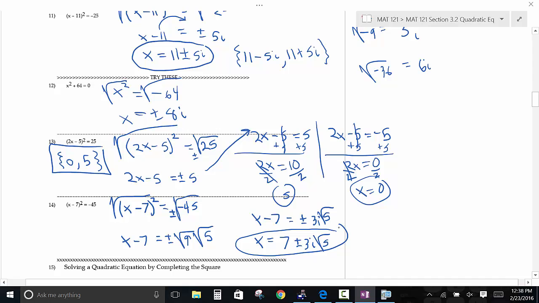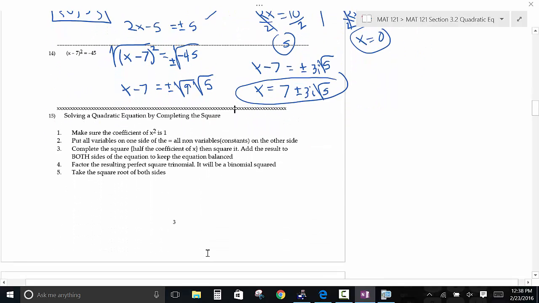Okay, so that one right there has every issue in it. It's got the imaginary number, it's got breaking up the radical and that kind of thing. How's that look to everybody? All right, so I'm going to work a little bit with completing the square on the next page.